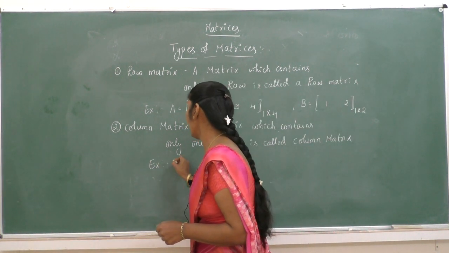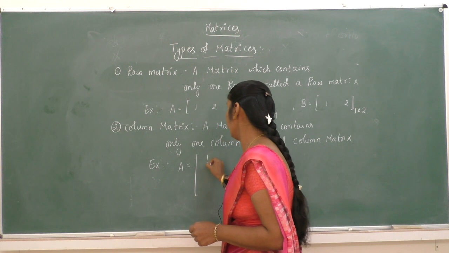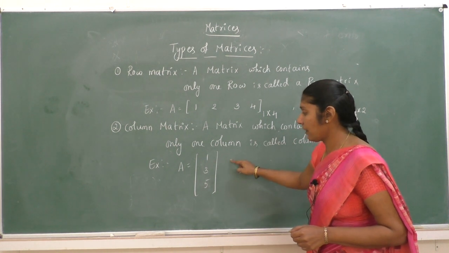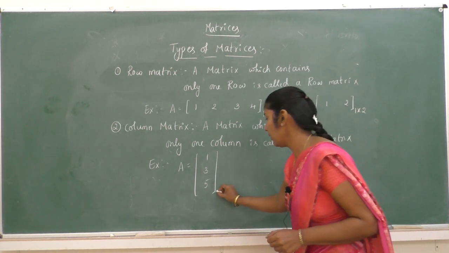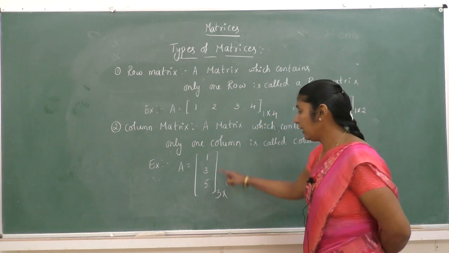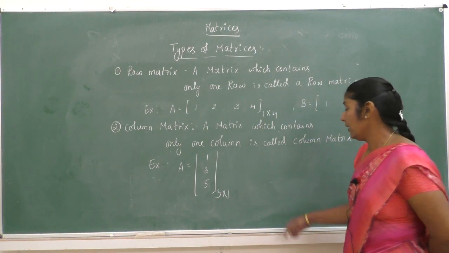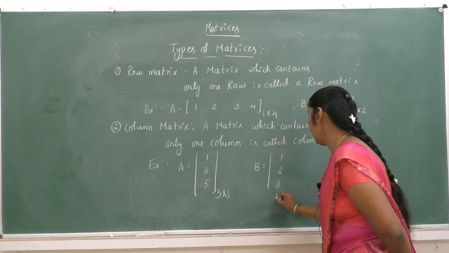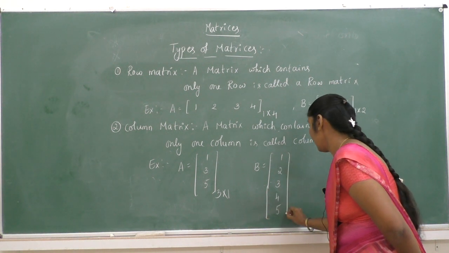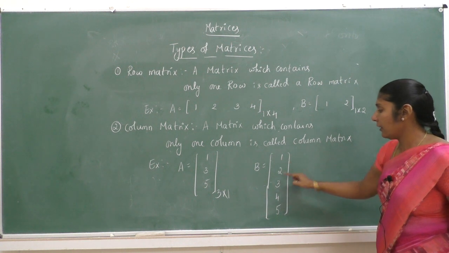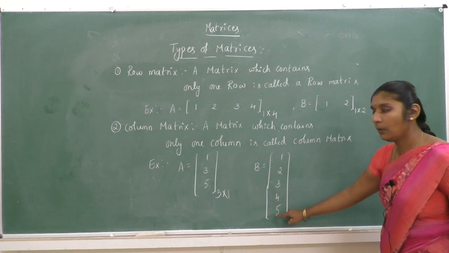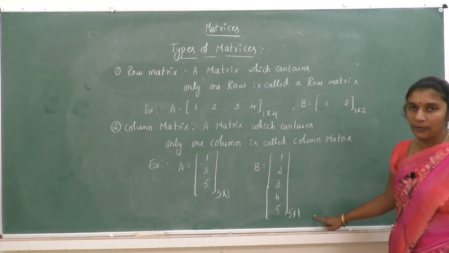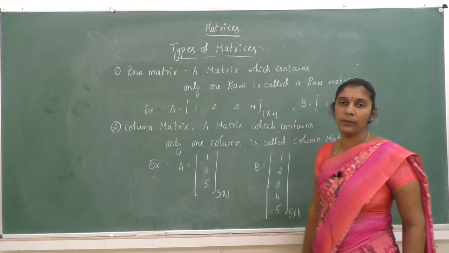Example for a column matrix is, let it be capital A, 1, 3, 5. How many rows are there? First row, second row, third row. 3 rows into how many columns are there? Only one column. Another example for the column matrix, 1, 2, 3, 4, 5. Then, what is the order of this matrix? 5 rows into how many columns? 1 column. This is an example for a column matrix.